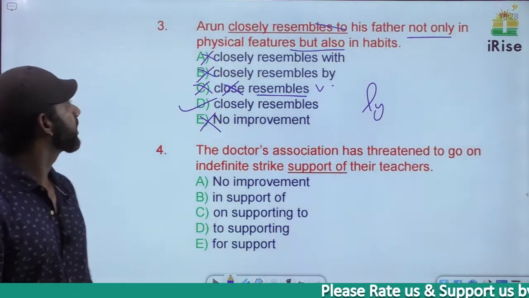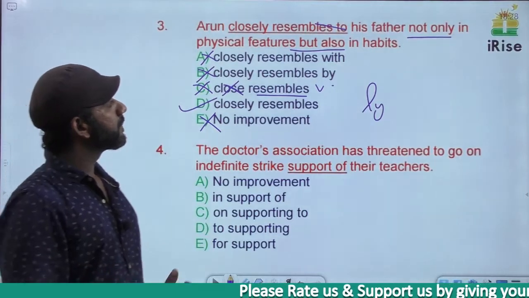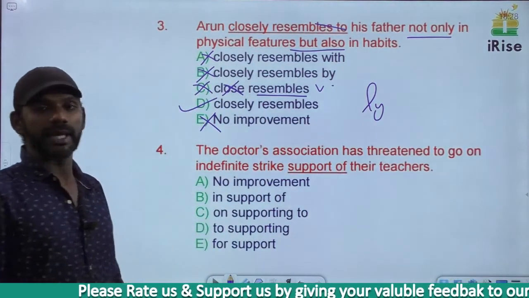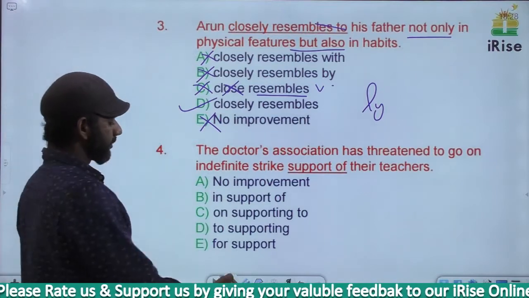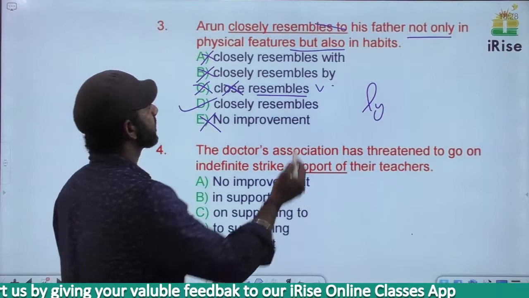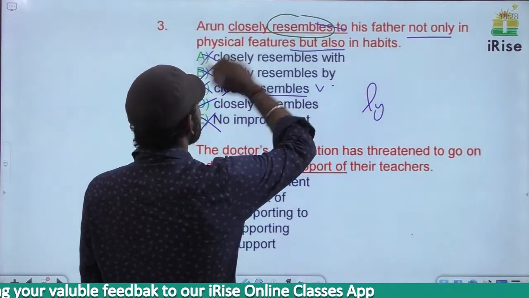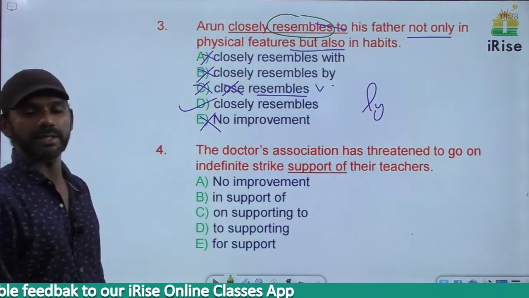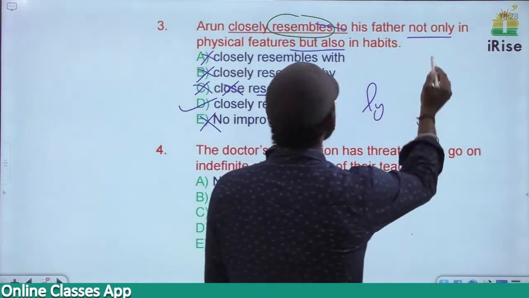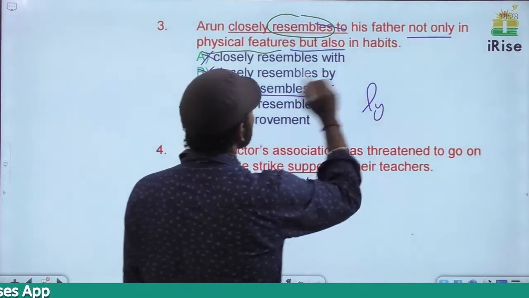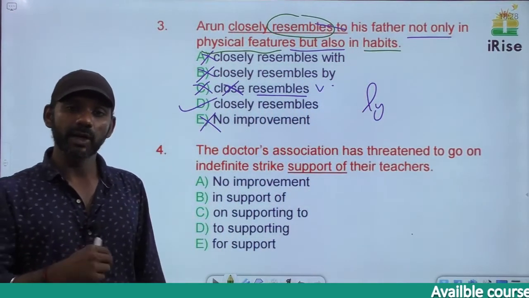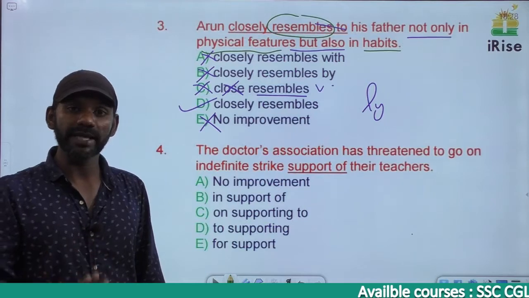Come to a sentence. Arun closely resembles his father not only in physical features but also in habits. How many entities are there? How many actions are here? We have only one action, which is resembles. Resembles is the only action here and related to two entities. One is his physical features, the other one is habits. So one action, two entities, not only but also must connect those two entities.